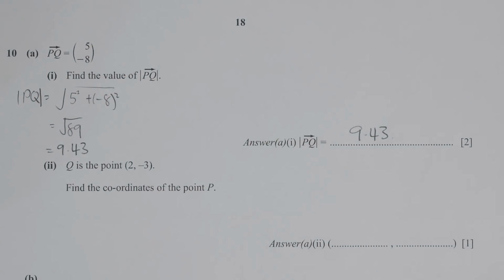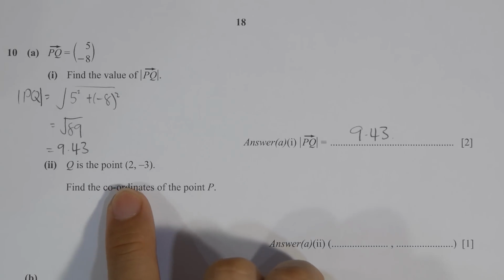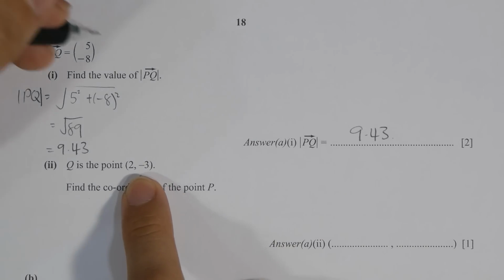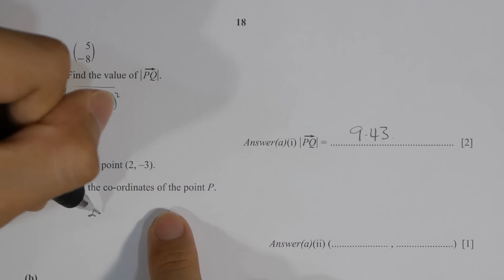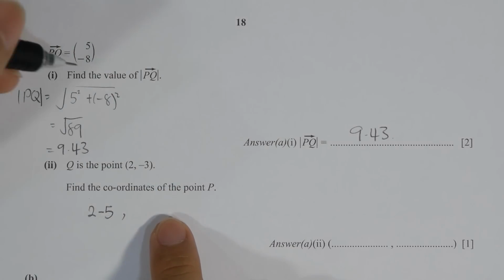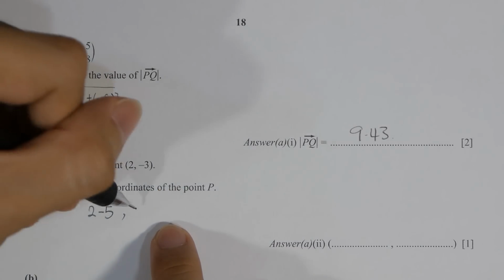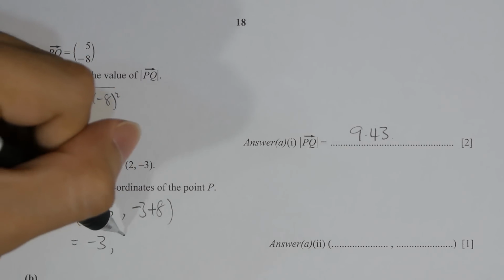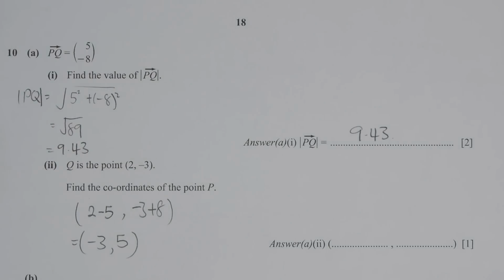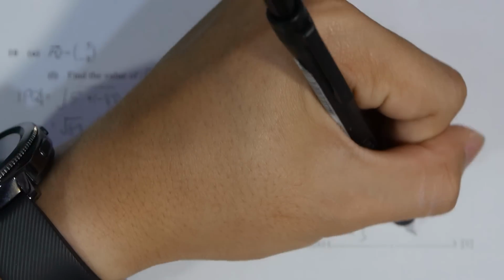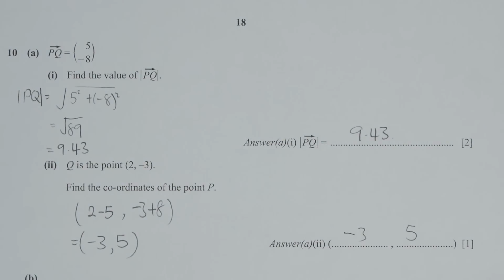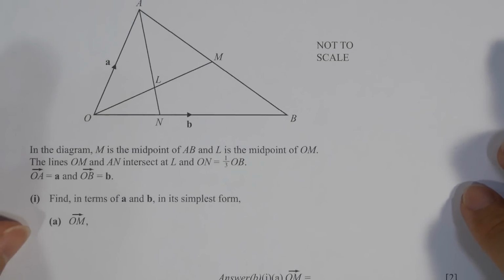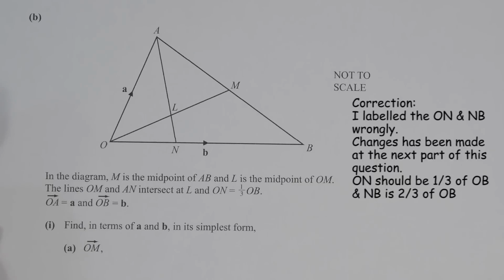Q is the point (2, negative 3). So simply take 2 minus 5, and negative 3 plus 8. It is because to find point P, you are required to change it into QP. So for the x, which is 5, you change it into negative 5, whereas for the negative 8, you change it into positive 8.